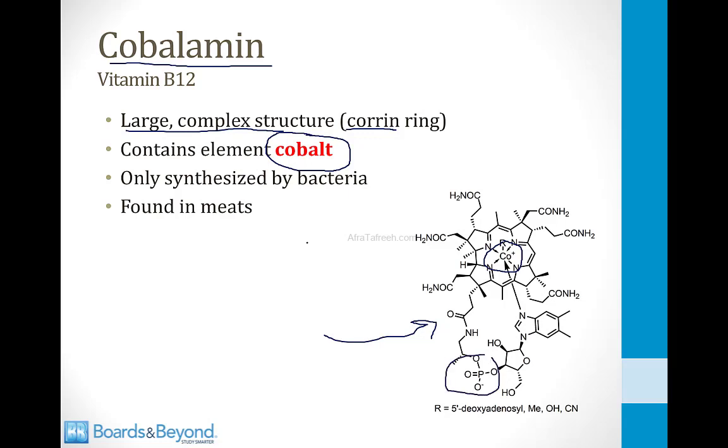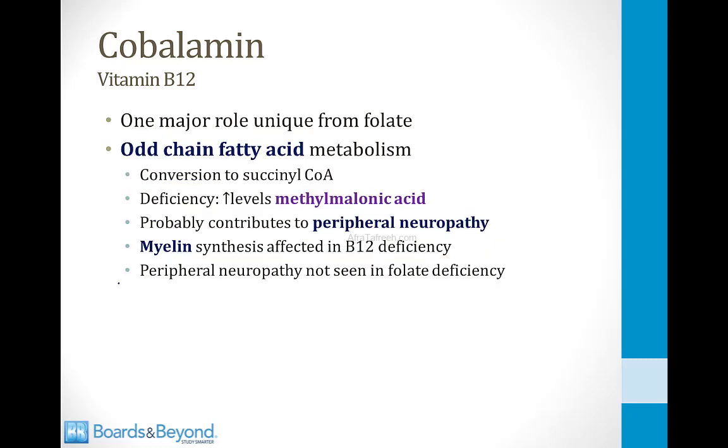Vitamin B12 can only be synthesized by bacteria, but luckily many of the foods we eat contain vitamin B12 synthesized by bacteria in nature, and one of the most important sources of vitamin B12 is meats. As we talked about at the beginning of this module, vitamin B12 is very important for the synthesis of thymidine, just like folate. But vitamin B12 has one other major role in cells that is unique from folate, and that is in the metabolism of odd-chain fatty acids.